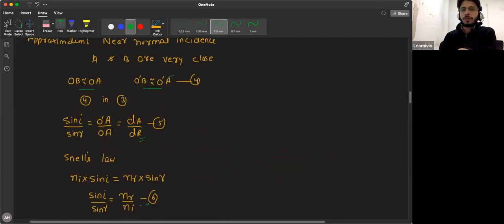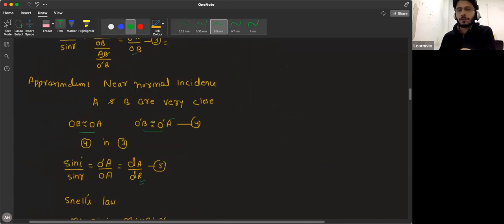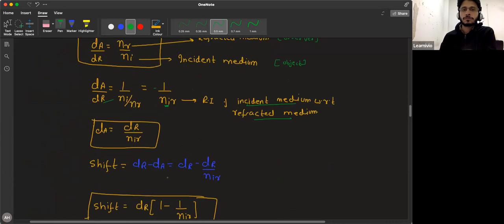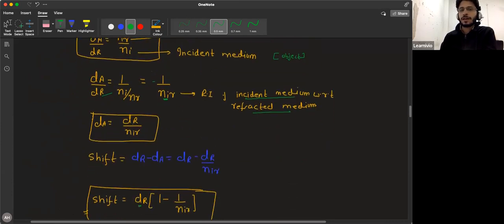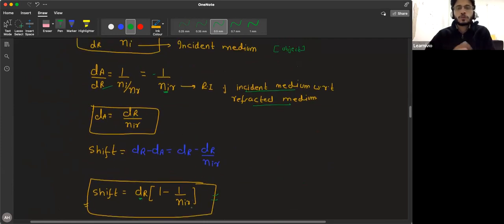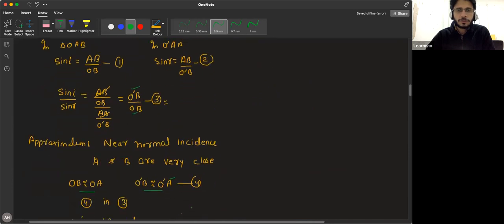And if you want to calculate shift, shift simply means the difference between the real depth and the apparent depth. This is the shift. So when you take the difference, dR minus dA. Instead of dA, you can write dR by N. So you can take dR common: 1 minus 1 by N. This is the shift, dR times (1 minus 1 by N). So that is the derivation for apparent shift. Do it, then we will start the numericals.